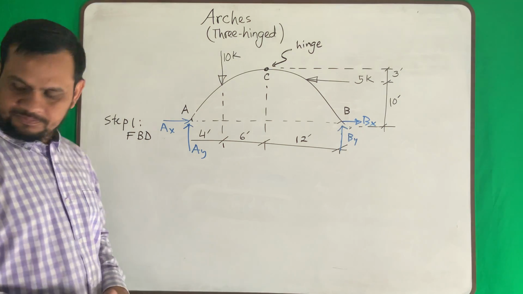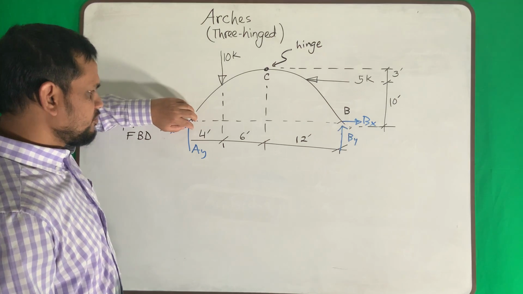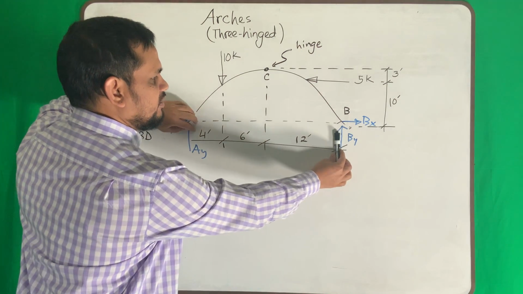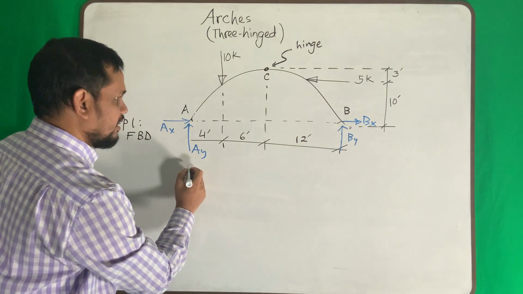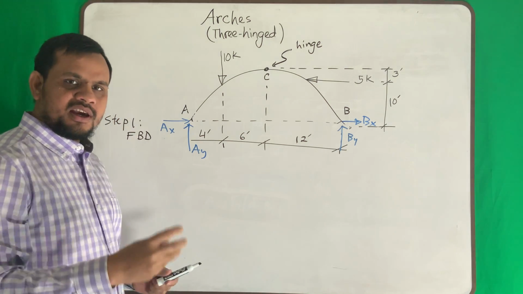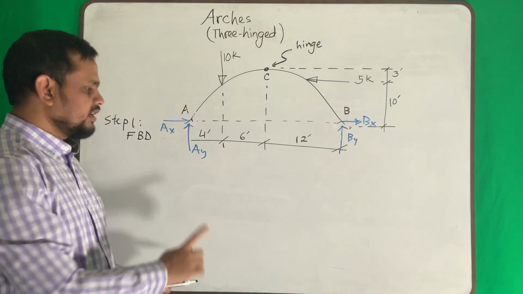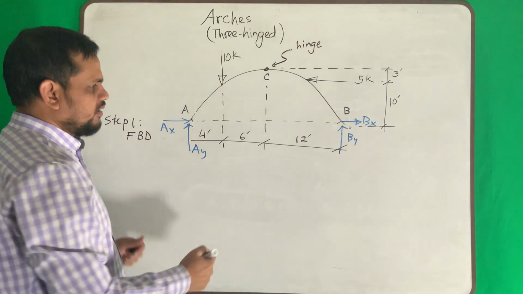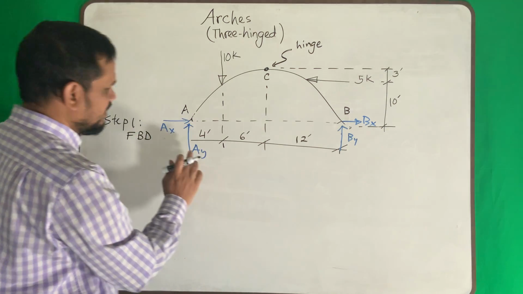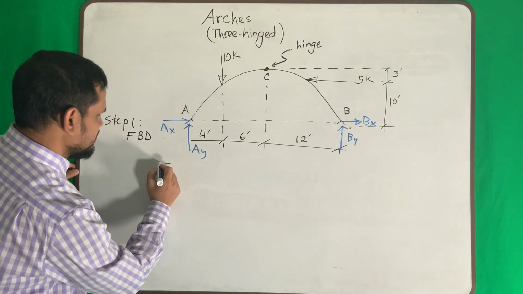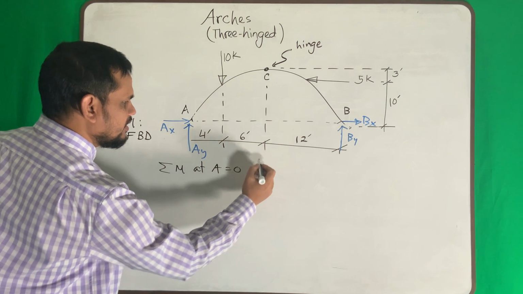Okay, then what I will do? If I take summation of moment here, see only one unknown because this force is going through this point. So if the question asks what is the support reaction here, take moment here, then you will get this one. Okay, so I'm now finding everything. So let us start from here. Summation of moment at A is 0.